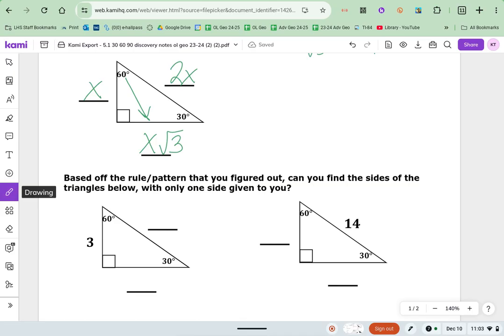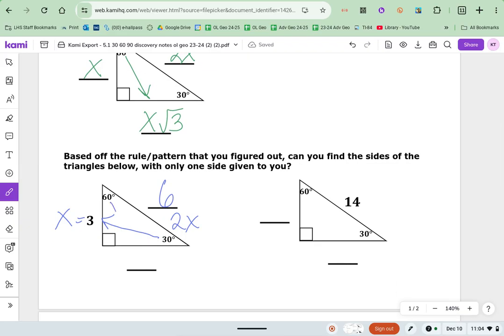So, for example, for the triangle on the bottom left, the 3 is on the x side because the x is always what's across from 30. We know that the hypotenuse is always 2x, so 2 times 3, or 6. And then across from 60 is always x times root 3. We already know x is 3, so that's just 3 root 3.